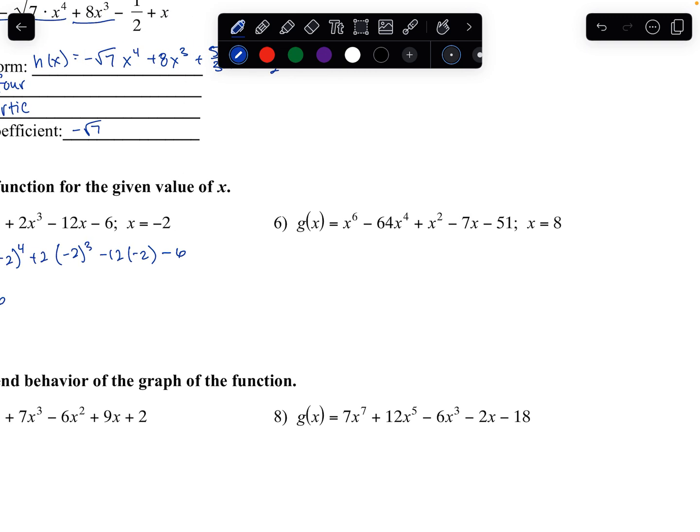Let's try 6. So we have the function g of x, and we want to evaluate it at x equals positive 8. Okay, so I'm going to plug in 8 into everywhere there's an x. We're calling it g of 8. That's going to be equal to 8 to the 6 minus 64 times 8 to the 4th plus 8 squared minus 7 times 8 minus 51. Okay. Alright, and then I'm just going to use my calculator.